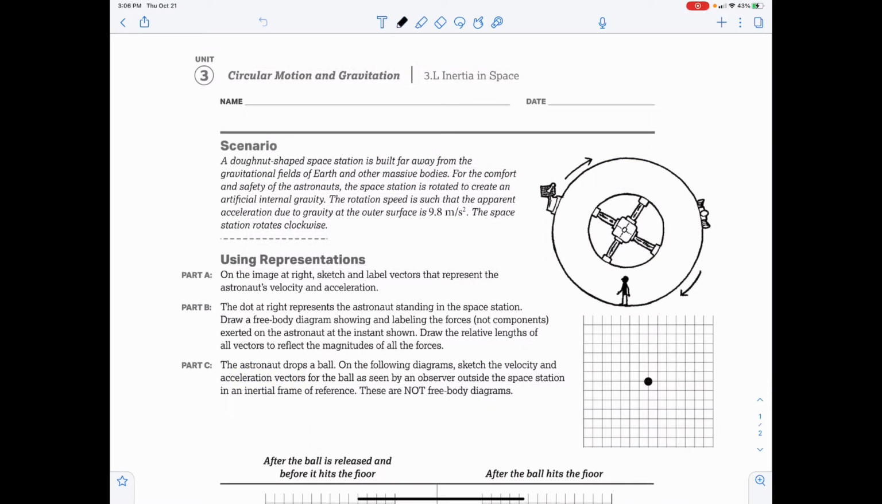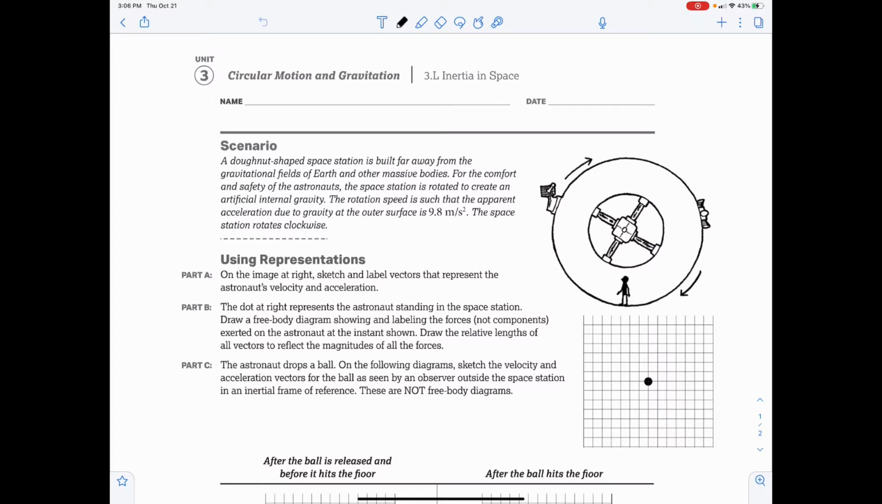AP Physics 1 Workbook, Unit 3, Circular Motion and Gravitation. Activity L, Inertia in Space. Read the scenario along with me, please. A donut-shaped space station is built far away from the gravitational fields of Earth and other massive bodies. For the comfort and safety of the astronauts, the space station is rotated to create an artificial internal gravity. The rotation speed is such that the apparent acceleration due to gravity at the outer surface is 9.8 meters per second squared. The space station rotates clockwise.